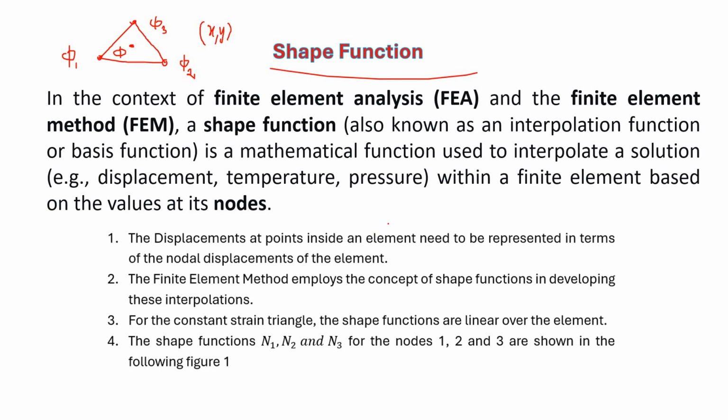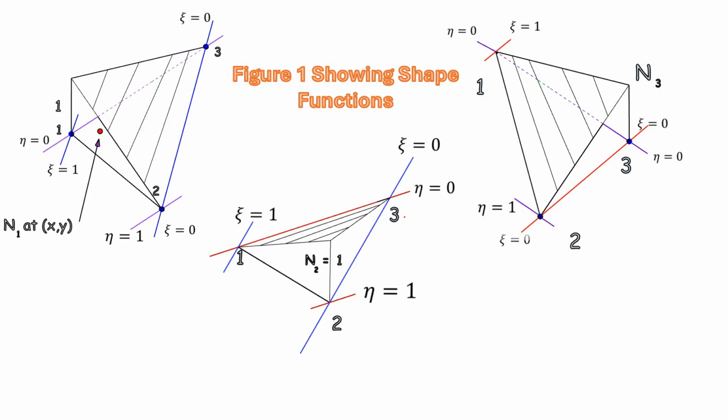Now we will represent the shape functions at these 3 points as N1, N2 and N3. So what are all these shape functions? Here you can see that the value of N1 is equal to 1 at this particular location and the value of N1 is equal to 0 at the other locations.